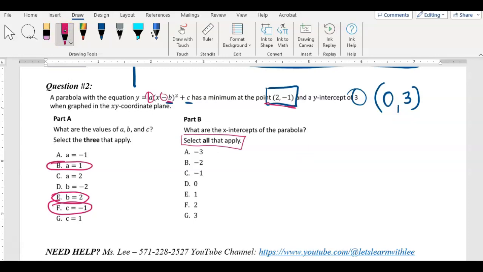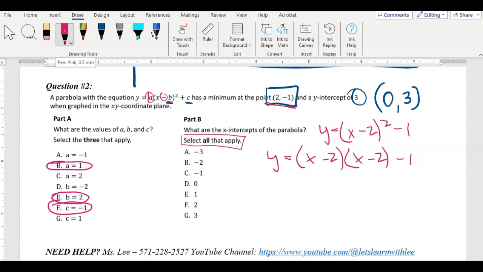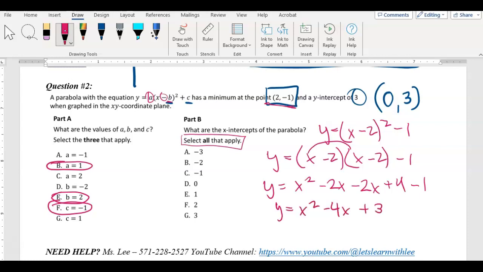So I just erased the equation, but it was y equals a is 1, so x minus 2 squared minus 1. So what I can do is I can put this into standard form. So this is going to give me y equals x minus 2 times x minus 2 minus 1. That's what x minus 2 squared means. So y equals x squared minus 2x plus 4 minus 1, or y equals x squared minus 4x plus 3.